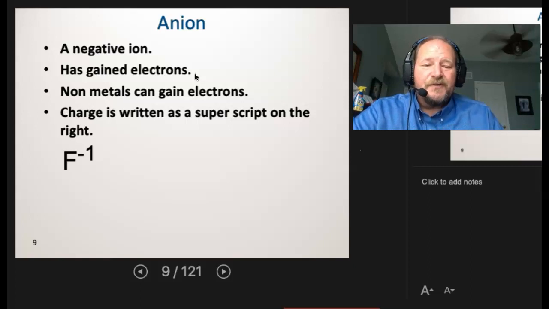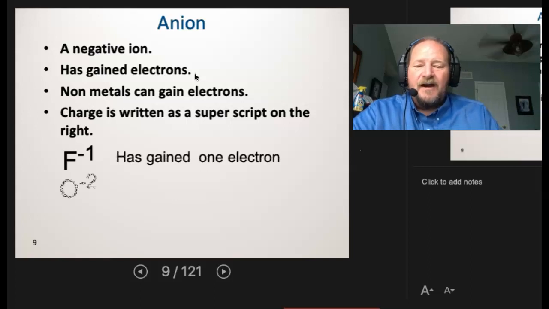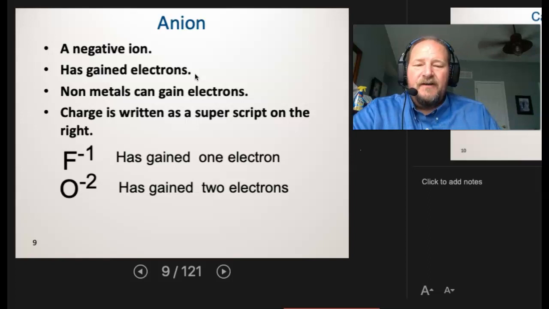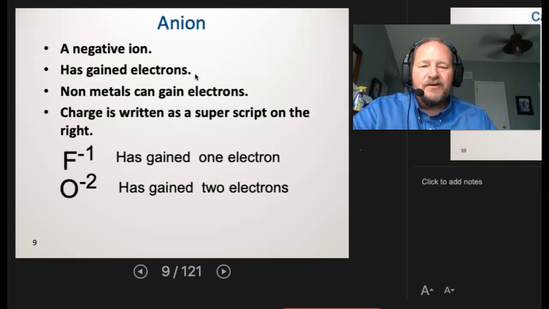Now, what does that superscript tell me? Well, it's a -1. That means I've actually gained 1 electron. Oxygen raised to the -2 means it's done what? Well, it's gained 2 electrons. Hopefully that makes sense, right? So we've gained 2 electrons as oxygen, so we get a -2 for a charge. We write that as a superscript on the right.